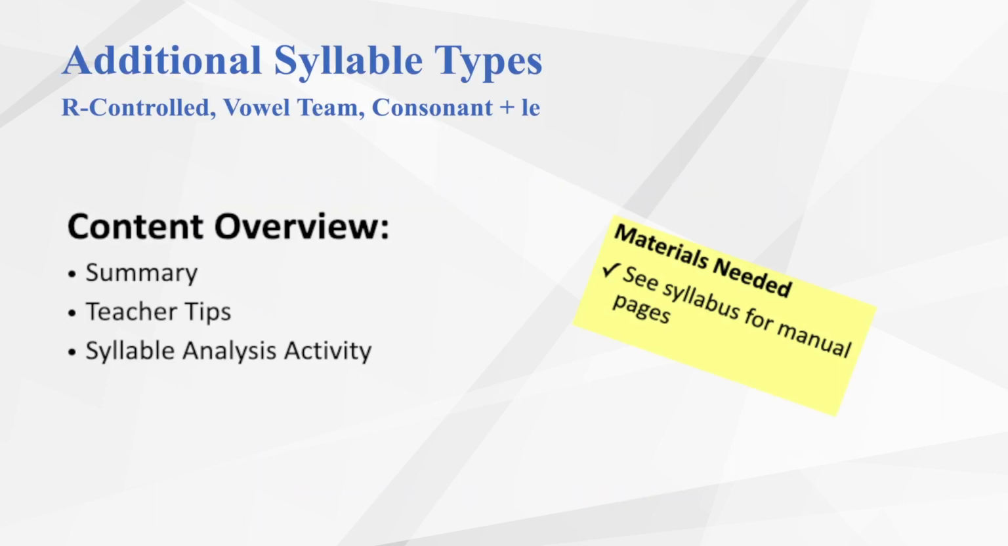In this section of training, we're going to review the 3 additional syllable types we've not yet covered. We'll provide a summary of R-controlled, Vowel Team, and Consonant LE syllables, offer some teacher tips for instructing students on these types, and do a syllable analysis activity on our own.